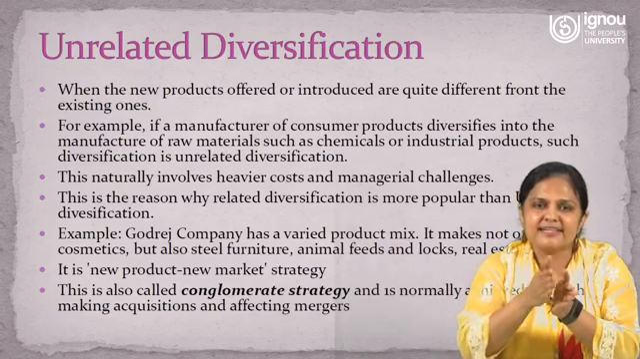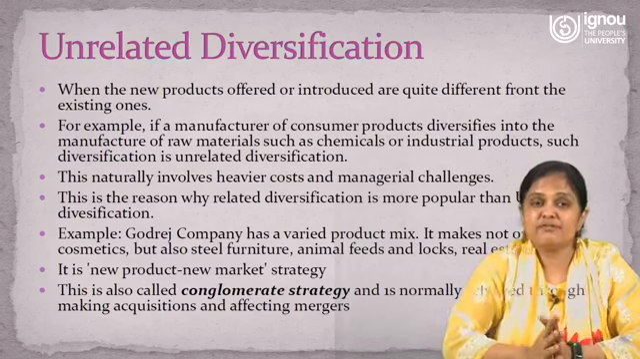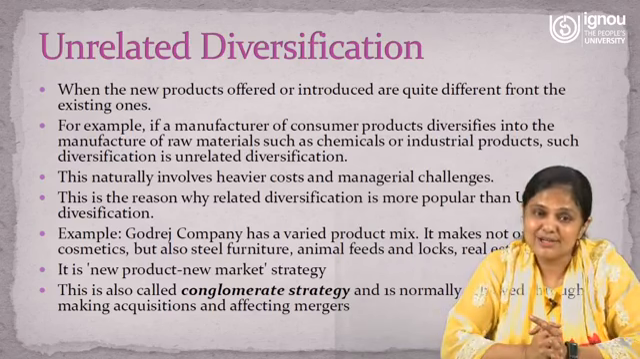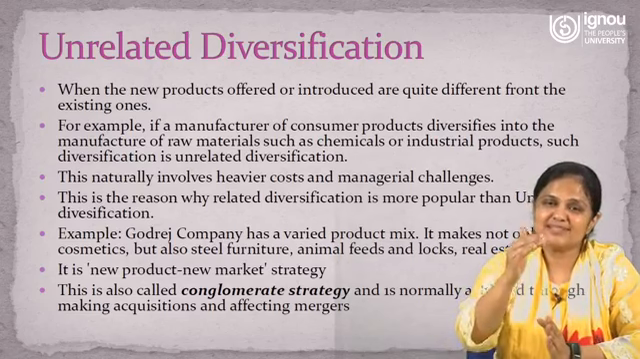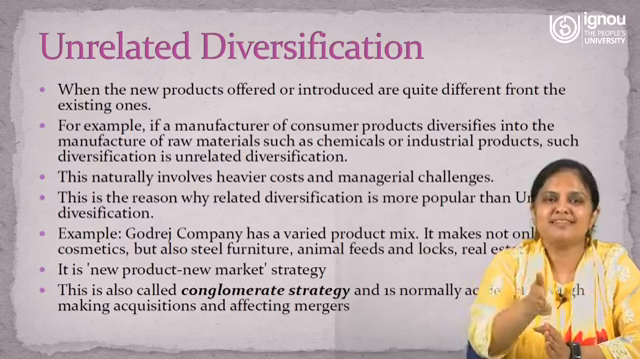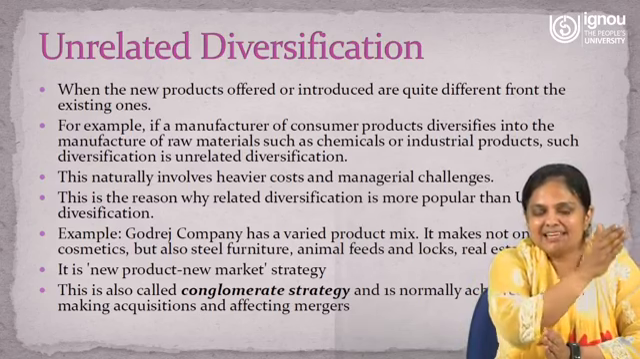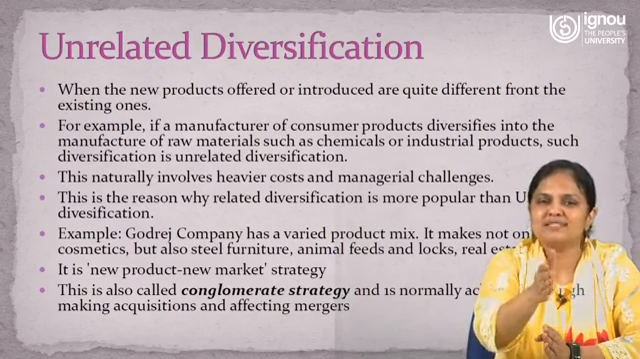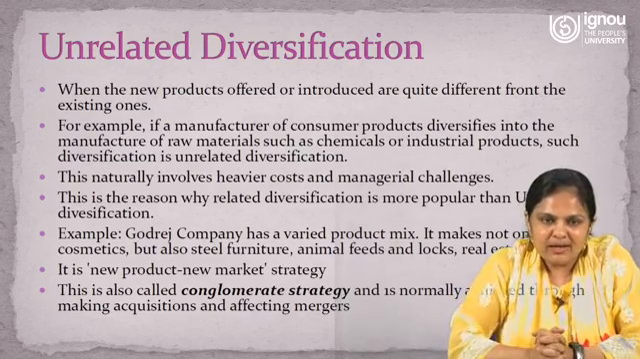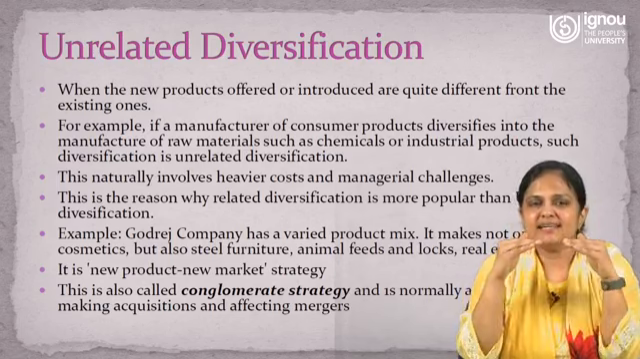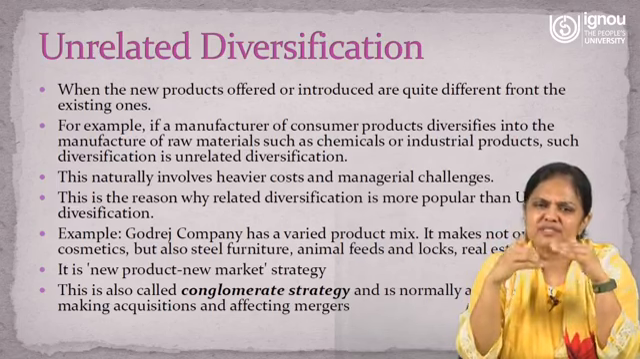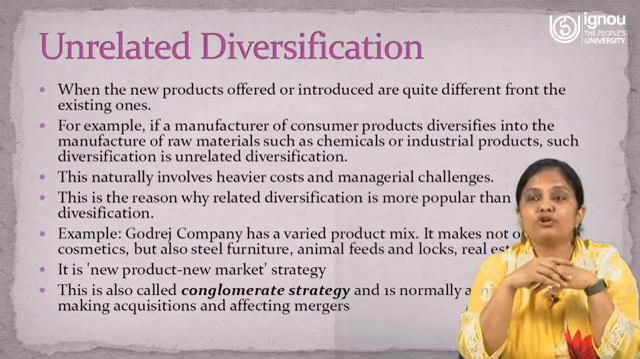This is unrelated diversification. But this kind of diversification involves heavier cost and managerial challenges. So, quite often, it is not something which is often used by companies. That is why it is less popular than related diversification. Related diversification is more popular only because it involves less cost, right? Generally, unrelated diversification is done through mergers and acquisitions. That is why it is also called conglomerate strategy.